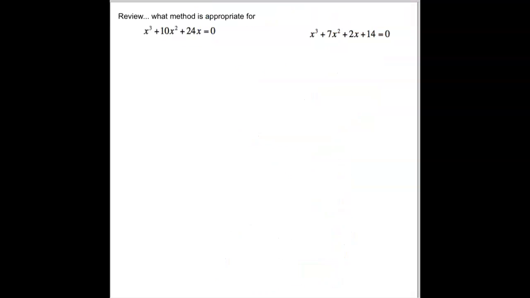All right, a quick review. Let's look at what method seems to be appropriate for this. When we look at this first one, notice that there is an x common to all of the terms. So let's go ahead and factor out a GCF. We can take an x out of everything. That leaves me x squared plus 10x plus 24.